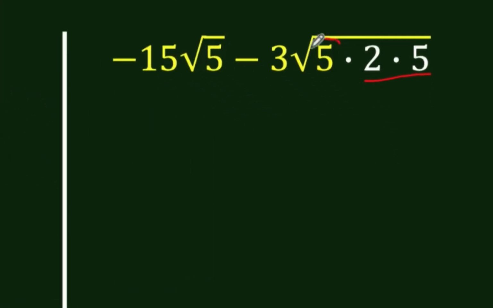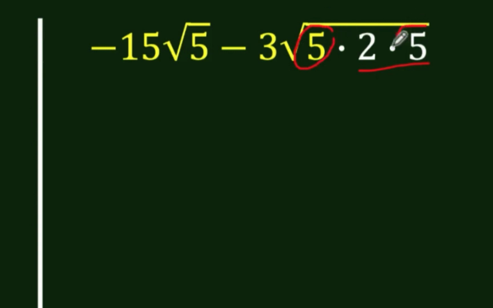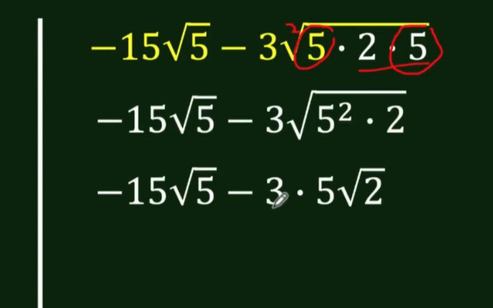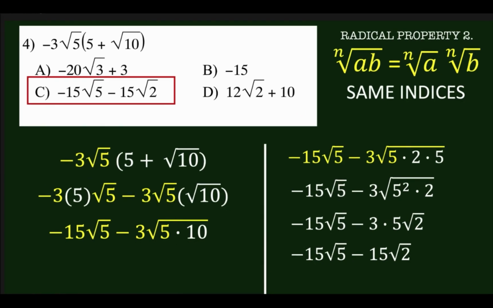Then we now have 5 times 5 and the index 2. So we can simplify them using the nth factor concept. So the right side becomes 3 times 5 times square root of 2. The square root of 5 squared is this 5. The rest is just copied. Then multiply this part to get 15. So the final answer is letter C.